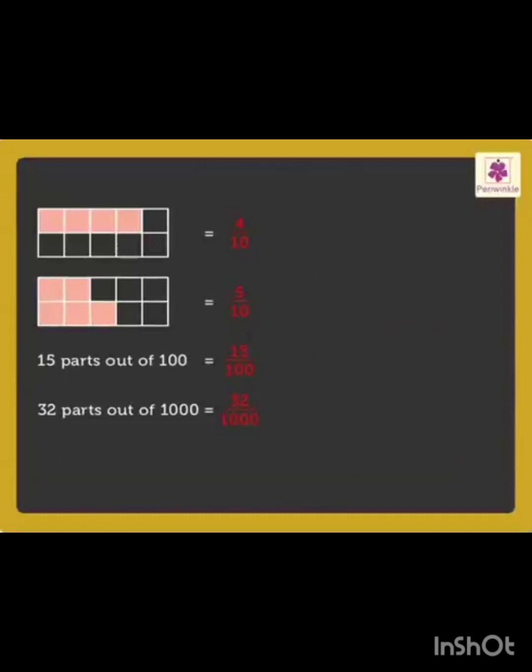Kids, these decimal fractions can be represented in another form. Here, 4 upon 10 is represented as 0, then a point, and then 4, and is read as 0.4. Similarly, 5/10 is represented as 0, then a point, and then 5, read as 0.5. 15 hundredths is written and read as 0.15. 32 thousandths is represented as 0, then a point, then a 0, then 3, and lastly 2. It is read as 0.032.